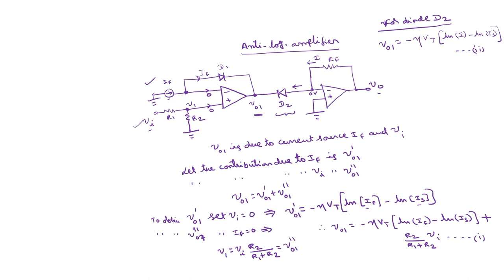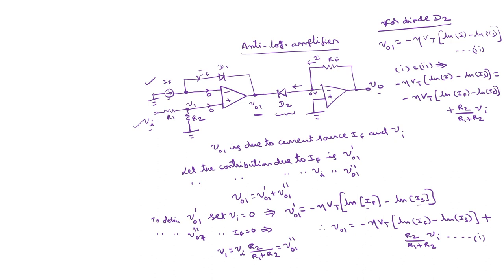We can equate 1 and 2, so that 1 is equal to 2, which implies minus eta Vt times logarithm of I minus logarithm of IS is equal to minus eta Vt times logarithm of IF minus logarithm of IS plus R2 by R1 plus R2 times Vi.